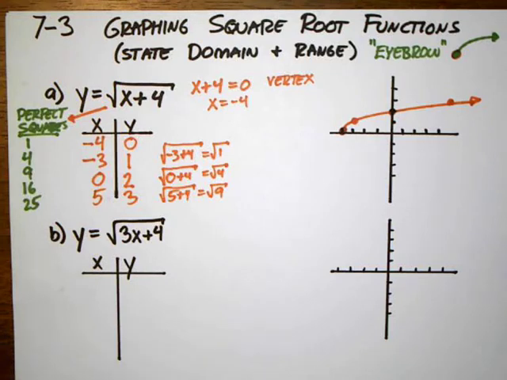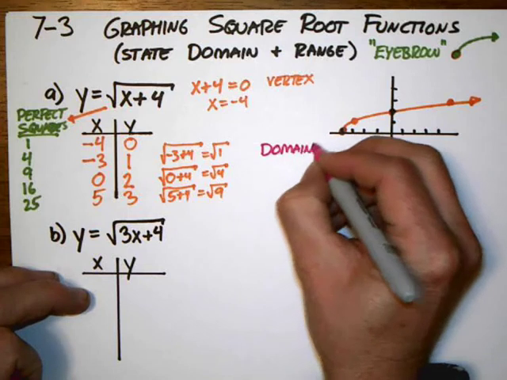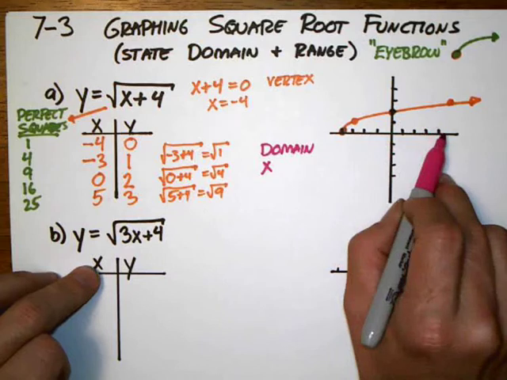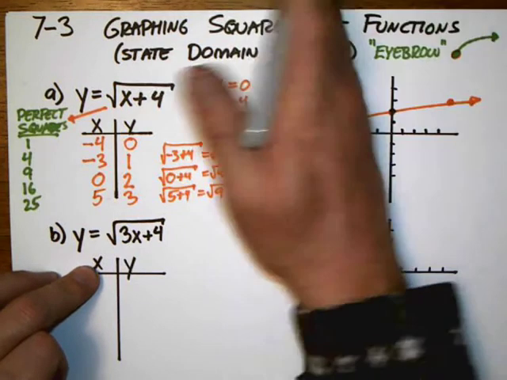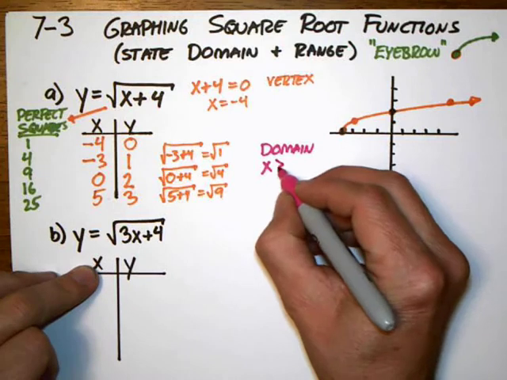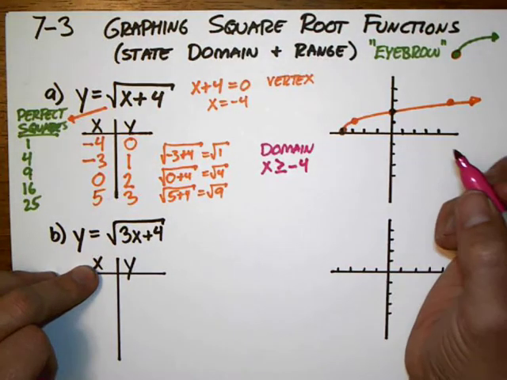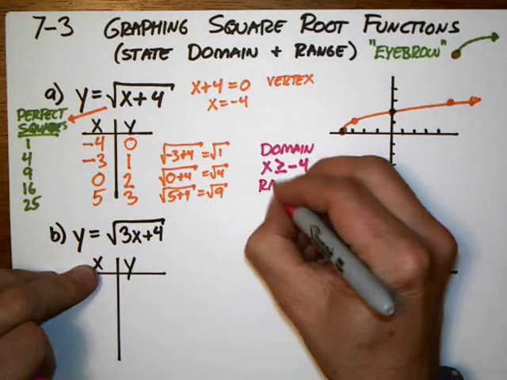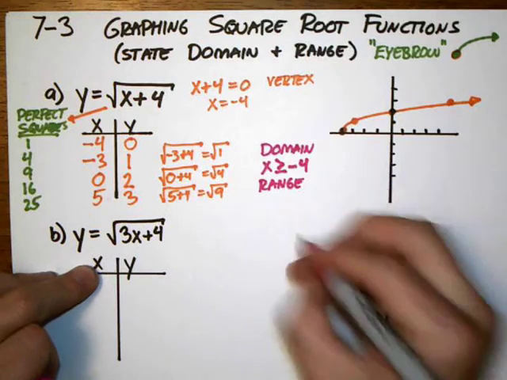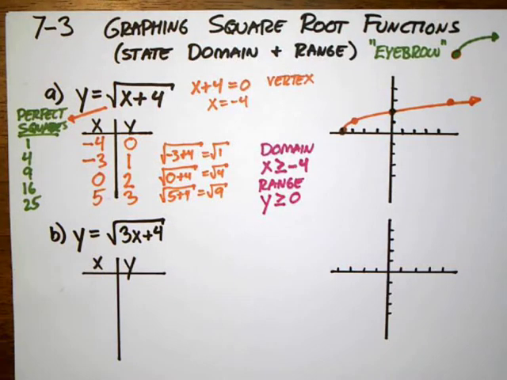Now, the last chunk is to find the domain and the range. My domain is my x values. What x values am I allowed to use here? Well, this graph doesn't exist over here. It only exists on this side of the vertex, which is negative 4. So I'm only allowed to use numbers that are bigger than or equal to negative 4. And my y values, my range, doesn't exist below 0, just above 0. So my y values have to be bigger than or equal to 0. So that's my first graph.